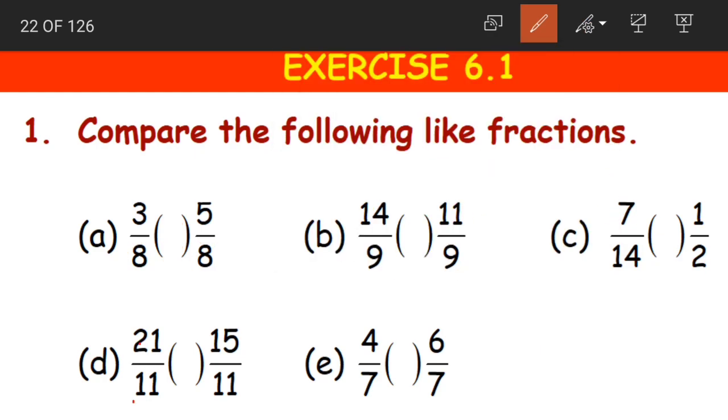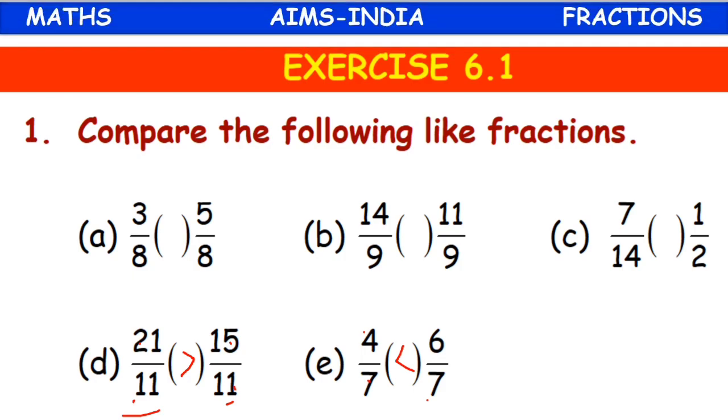Next, 21 by 11 and 15 by 11. Again, both the denominators are same. 21 is greater than 15. So 21 by 11 is greater than 15 by 11. The last one, 4 by 7 and 6 by 7. 4 is less than 6. So 4 by 7 is less than 6 by 7.